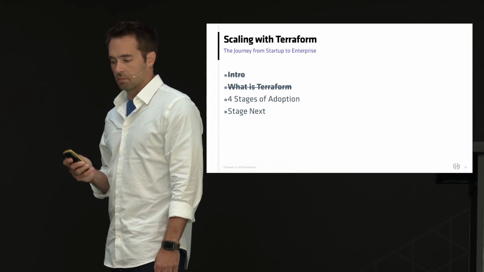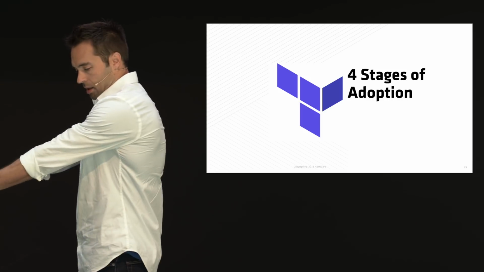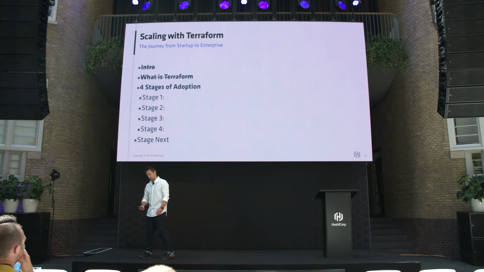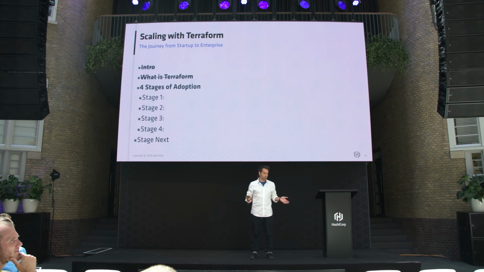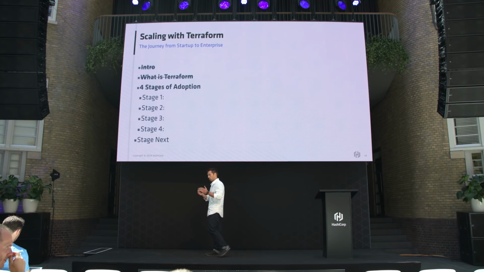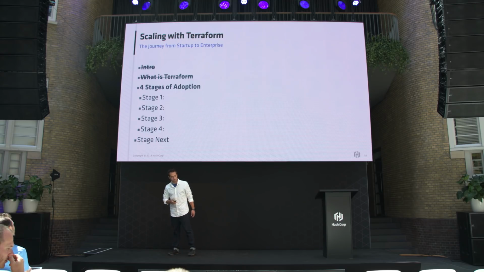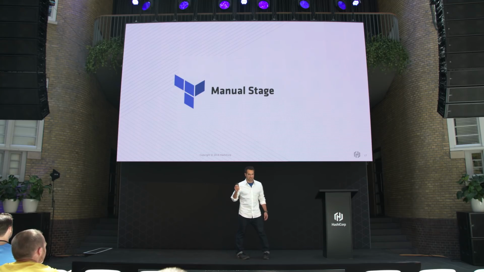So we're going to move on to the next part, the 4 stages of adoption. Now, there are 4 of them. It says right there. Again, some of this depends on whether you're a new startup with no infrastructure, or you could be an enterprise that has infrastructure but is looking to adopt Terraform to bring some sanity or just consistency in managing it. So some of my examples might be catered just to startups or middle or enterprise areas. We're going to look at the first stage, the manual stage.